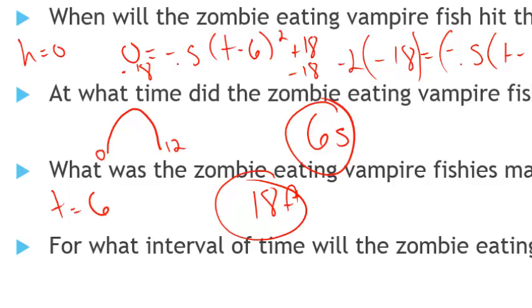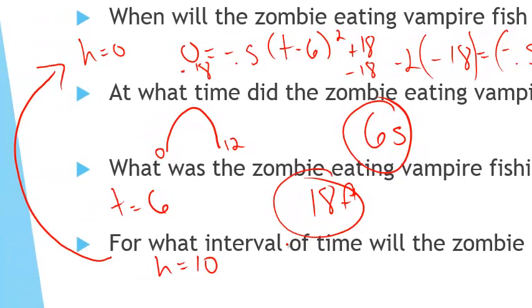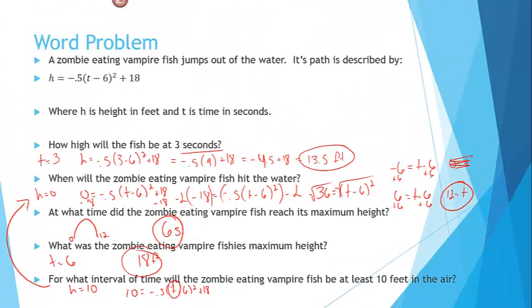Now, for what interval of time will the zombie-eating vampire fish be at least 10 feet in the air? In order to do that one, the height will be 10. So h equals 10. So we're pretty much doing the same thing we did for this question here. Set it up as 10 equals negative 0.5 times (t minus 6) squared plus 18 and solve for t. But I don't want to do that one because I'm getting lazy and I feel like ending this video.